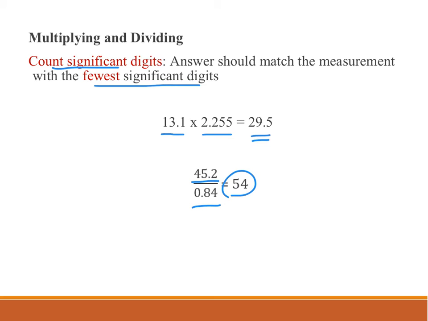So you count decimal places for adding and subtracting and significant digits for multiplying and dividing. And in both cases, you just use the lowest number when you're putting your answer together.